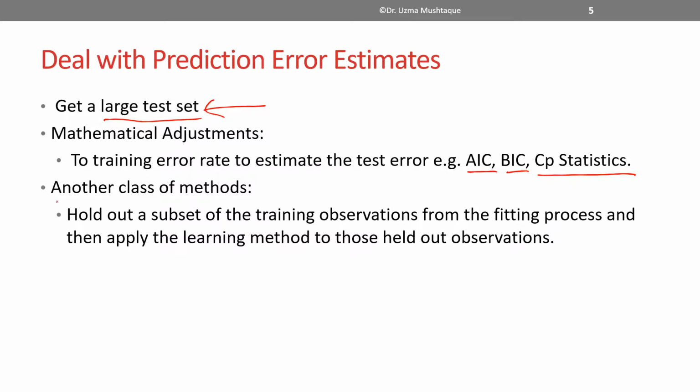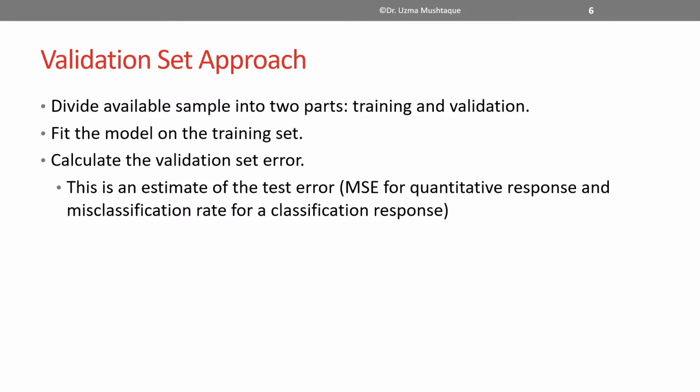But in this lecture, we're talking about another class of methods in which we hold out, or maybe you can say separate out, some part of the training set observations from the fitting process. So when I'm building the model, I'll hold out a subset, right? And then create the model from the rest of the data that's not held out, right? And then test on this held out observation. Okay, what does that mean? The basic technique for that is known as the validation set approach, right? This is the basic, and then from this method, we'll go on to the KFold cross-validation.